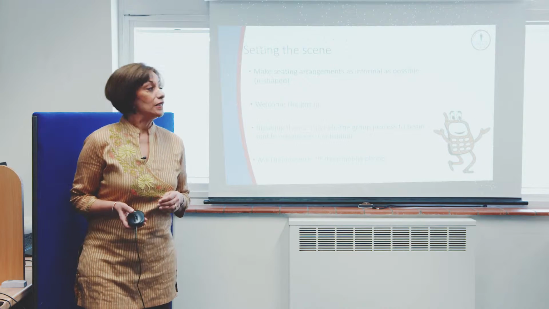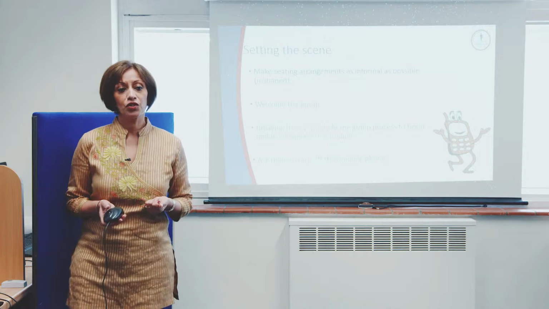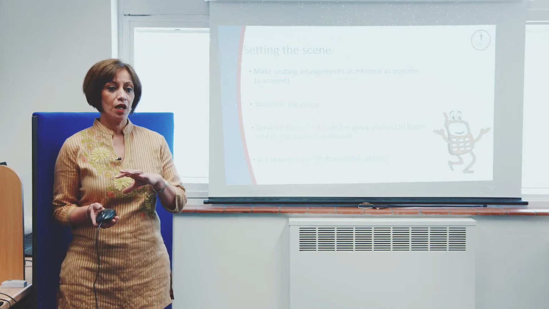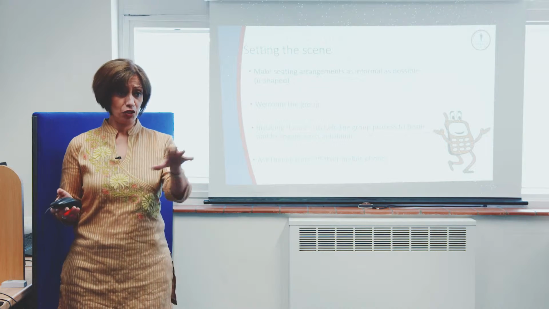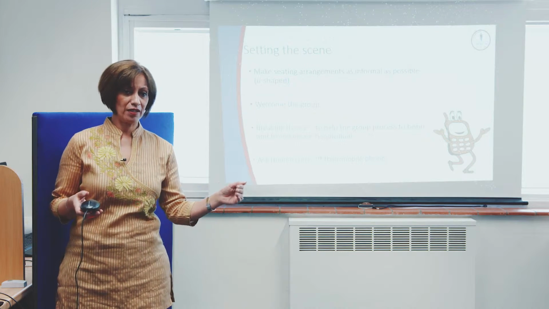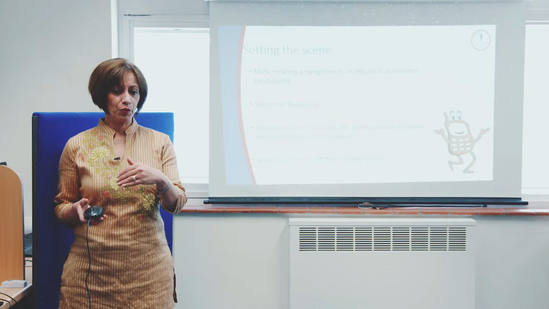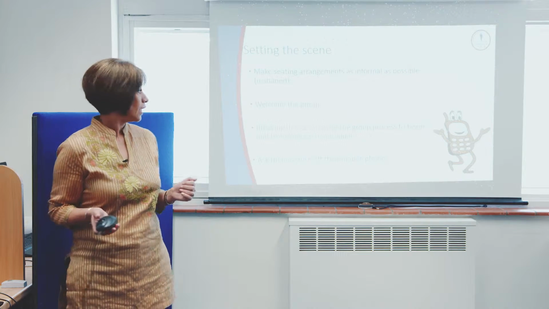So setting the scene. As I've mentioned, seating arrangements need to be as informal as possible. U-shape is best, so that if you have anything you want displaying, it could be shown in the center, and you could be standing either on the side or in the center, depending on what you're talking about. But when they're in a U-shape, they feel more comfortable, okay?